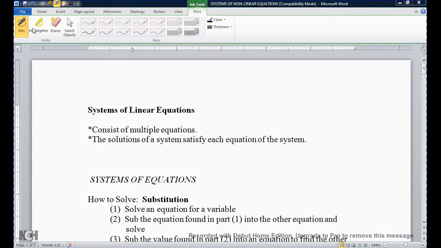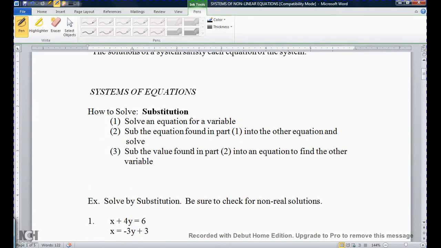Systems of equations. Systems of equations consist of more than one equation. We're going to look at systems that have two equations. And when you solve a system, that means that the solution will satisfy each equation in the system. Now the process we're going to use is called substitution.